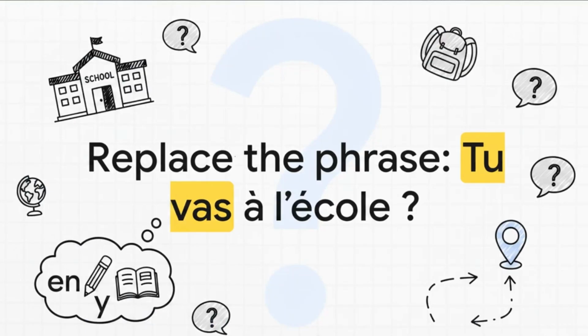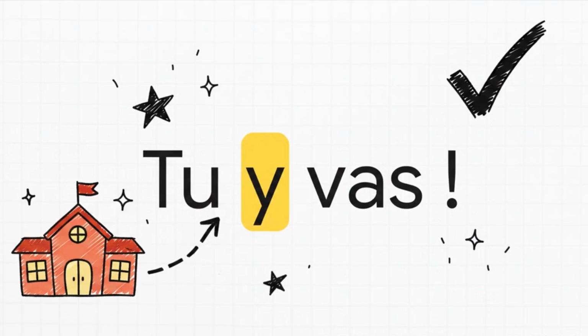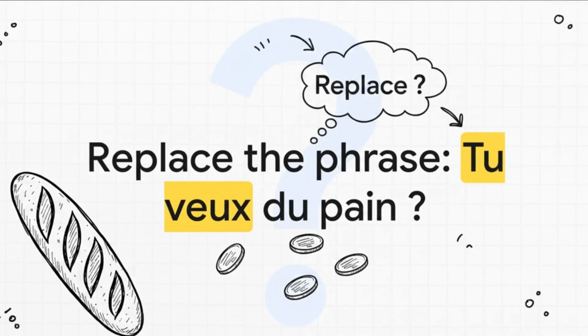Okay, first question. Someone asks you, tu vas à l'école? You're going to school? How would you answer that using one of our new pronouns? Take a second, think about it. Did you get it? The answer is tu y vas. Yep, you're going there. Why y? Because à l'école is a place, a destination. Perfect.